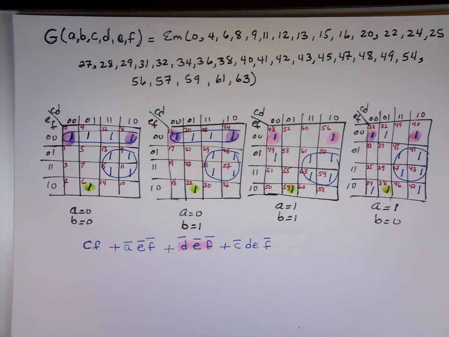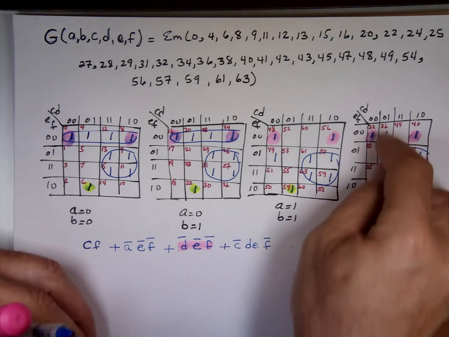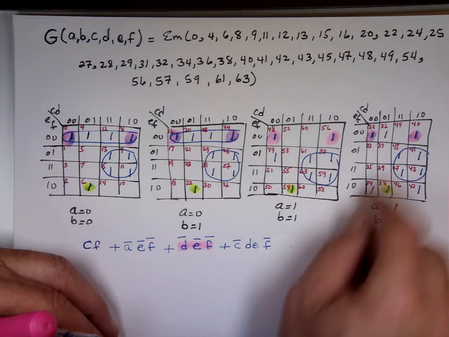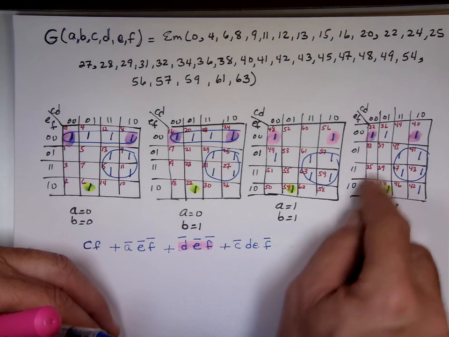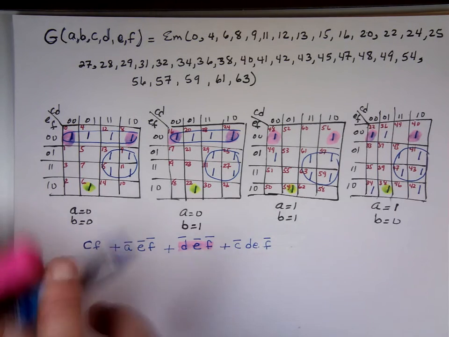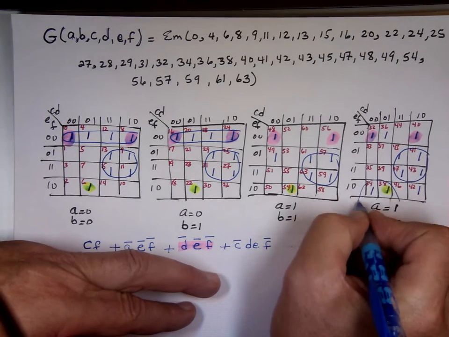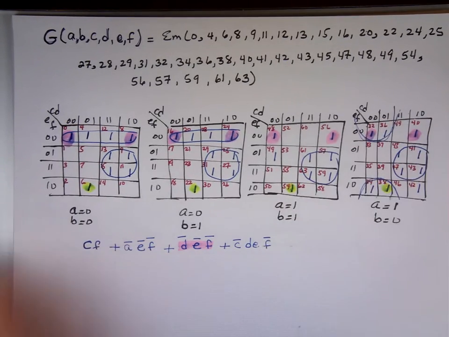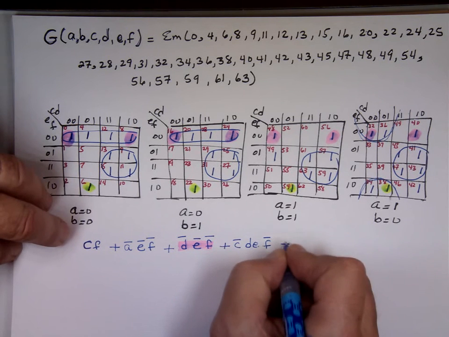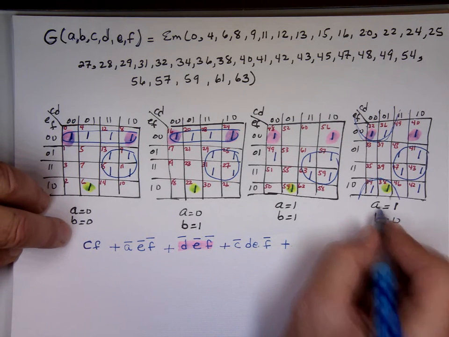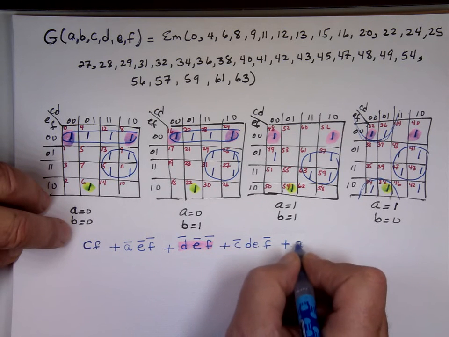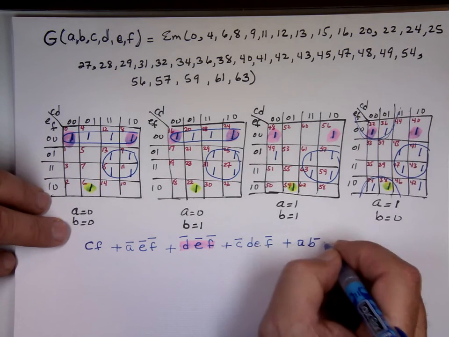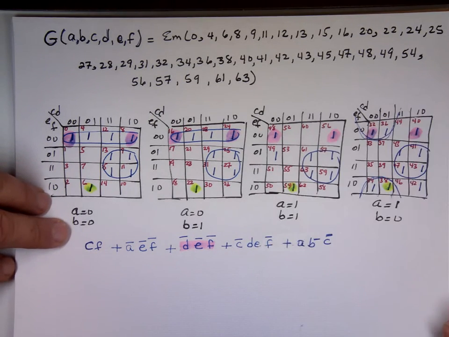And I see a 1 here, I see a 1 here. I go, well, those ones, I can take them as a group of 4 in that cell. Can you see that? So if I take these as a group of 4, A did not change, B did not change. Let's look at it. C stayed 0, that's C naught. D did change, it's gone. E did change, that's gone. F is 0, F naught.